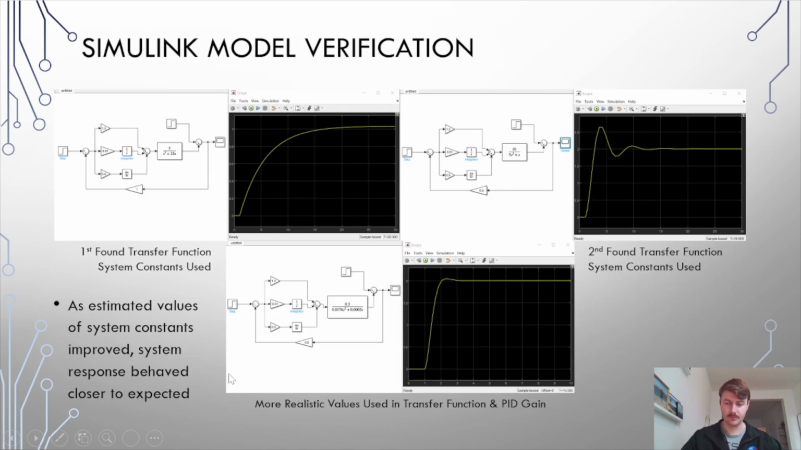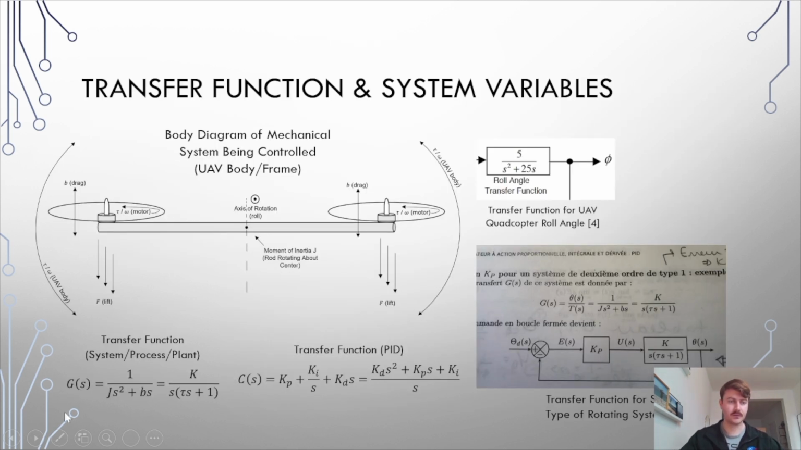So the transfer function for the plant, or the actual physical system, the UAV, is this. And then the PID transfer function in the S domain can be combined into this, with each of the gains for each of the types of control over S.